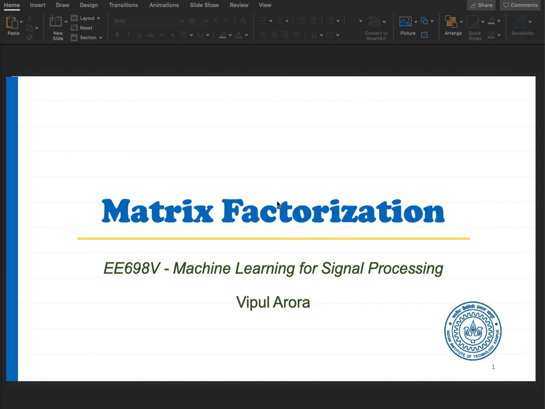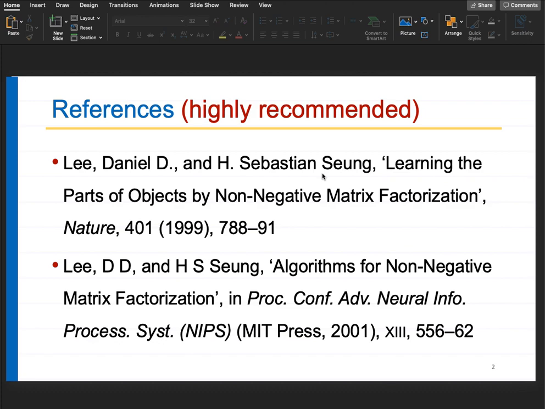So today we're going to discuss matrix factorization. So what is matrix factorization? Okay, so these are some of the references, very relevant. This is not a very old approach, as you can see. In 1999, the first work came out in Nature, and subsequently the optimization techniques or the algorithms were published in the NIPS conference.